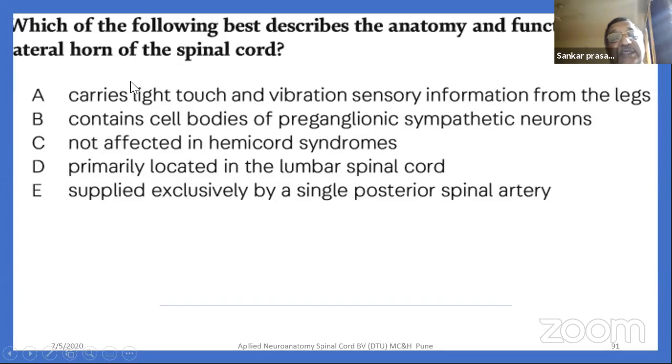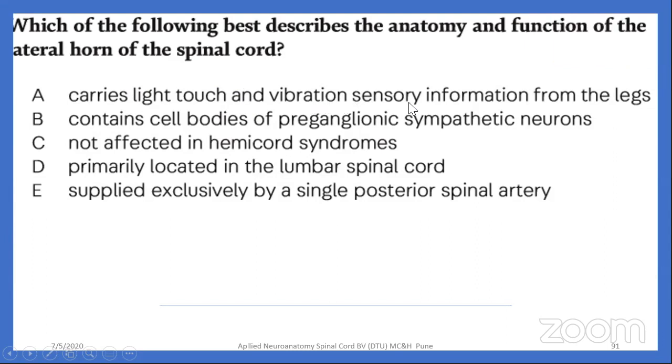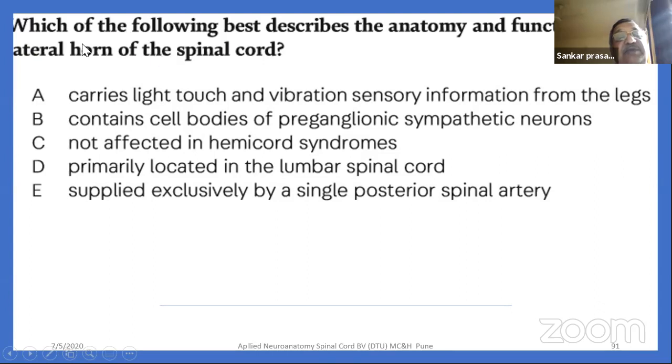Carries light touch, vibration, sensory information from the legs. Contains, this is the intermediate lateral horn of the spinal cord. Cell bodies are the preganglionic sympathetic neurons, not affected in hemicord syndromes. Primarily located in the lumbar spinal cord, supplied exclusively by a single posterior spinal artery.